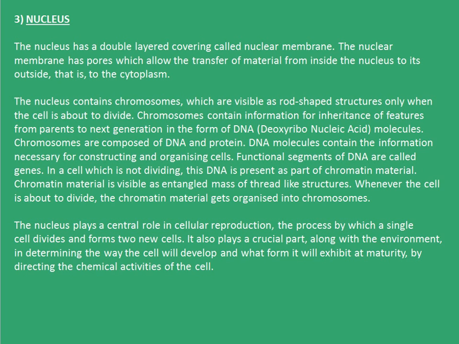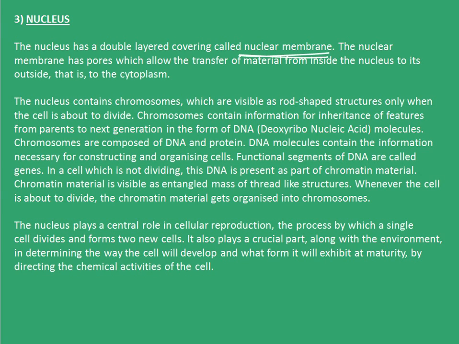Hello guys, in the previous video we had seen the importance of cell membrane and cell wall, particularly in the case of plant cells. The second important component of cell is the nucleus. So let's begin from where we had left. The nucleus has a double layered covering called the nuclear membrane.